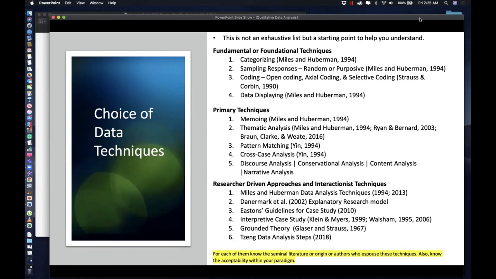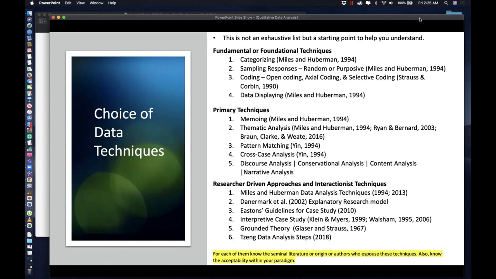Okay. So Miles and Huberman, and some of them are researcher driven. The researcher himself may have developed a name for it. Miles and Huberman bring a set of different data analysis techniques together and tell you how to analyze qualitative data. Then you have got Danermark et al., 2002, which is an exploratory research model that tells you the different steps in analysis of qualitative data, usually from a critical realist perspective.